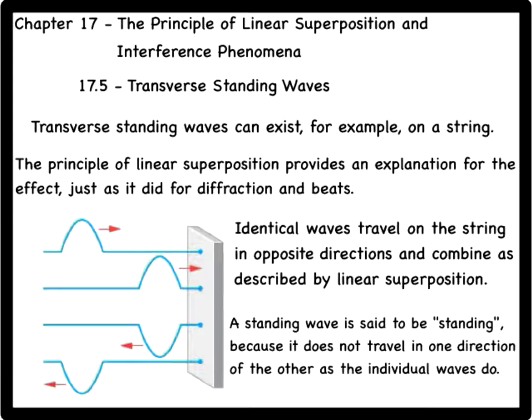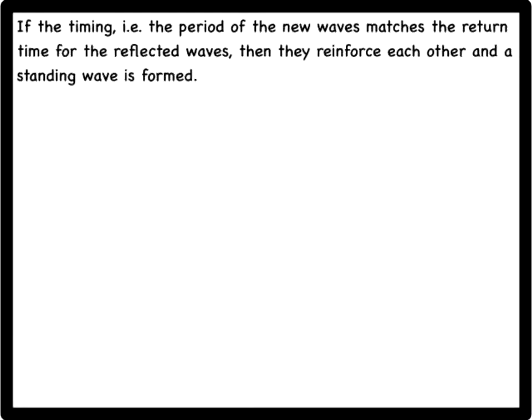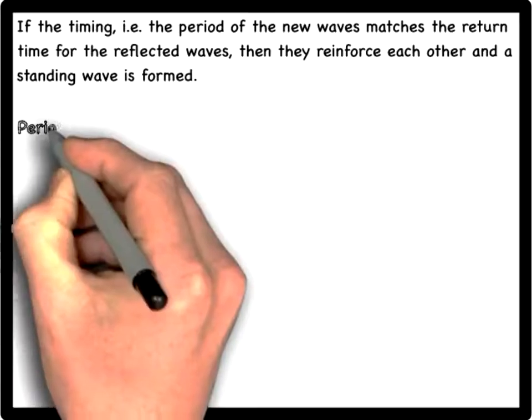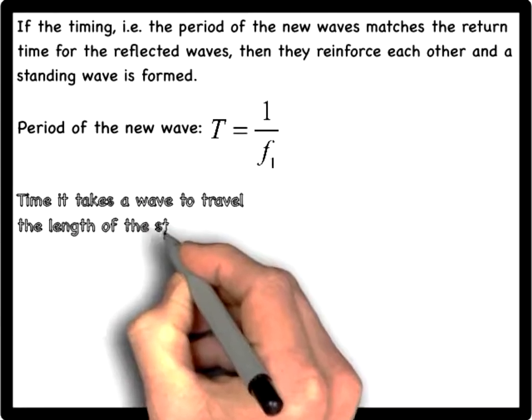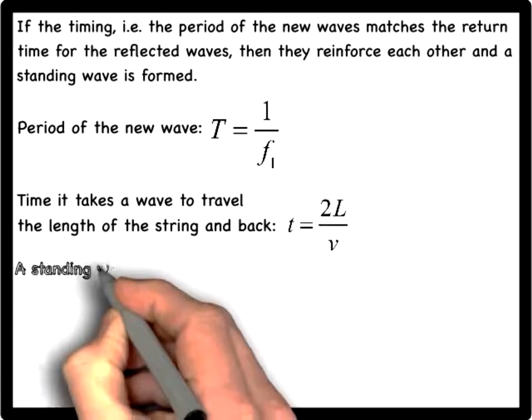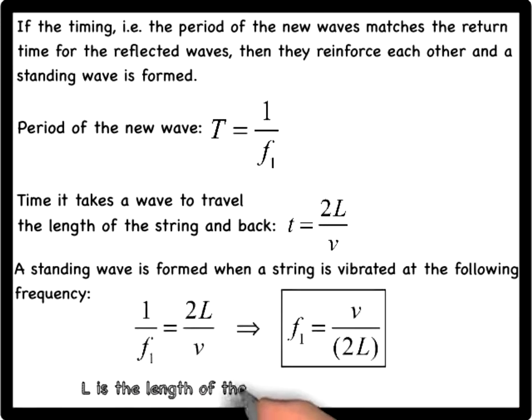Repeated reflections at both ends of the string create a multitude of wave cycles traveling in both directions. If the timing, i.e., the period of the new waves, matches the return time for the reflected waves, then they reinforce each other and a standing wave is formed. The period of the new waves being created is just 1 over their frequency, and the time it takes a wave to travel the length of the string and back will be equal to 2L over v, where L is the length of the string and v is the wave speed. These two times must be equal for a standing wave to be produced.